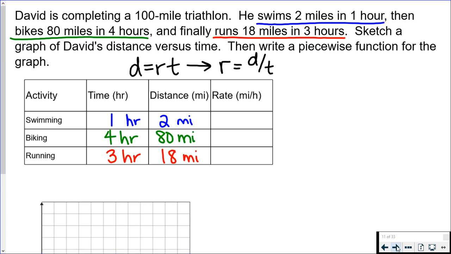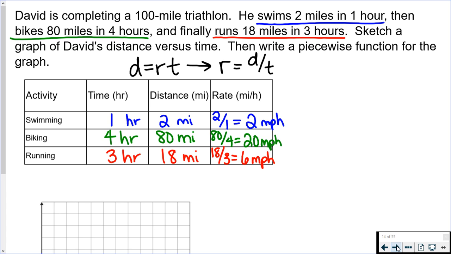For swimming, we're doing distance divided by time, which would be 2 divided by 1, which means he's going 2 miles an hour while swimming. For the biking, same thing, distance divided by time, you would find that he's going 20 miles an hour. And then running, again, dividing, you end up with 6 miles an hour.